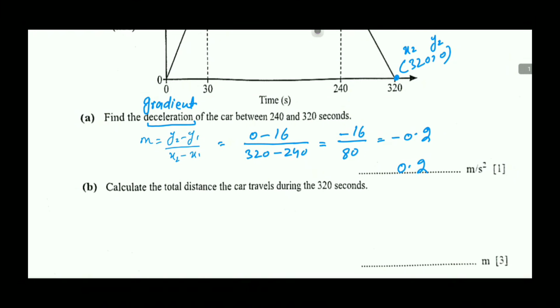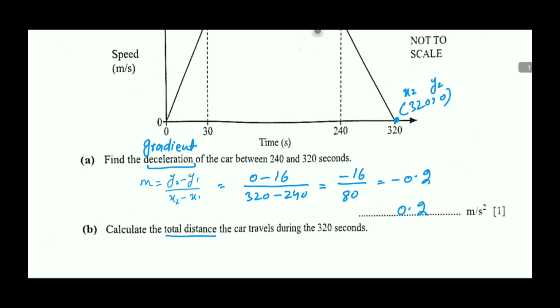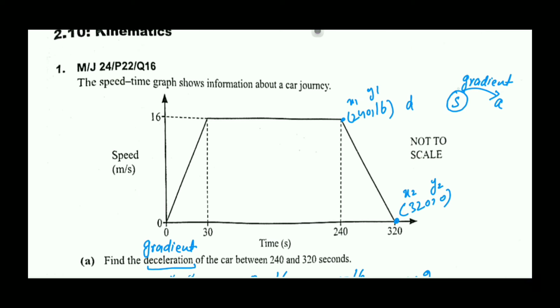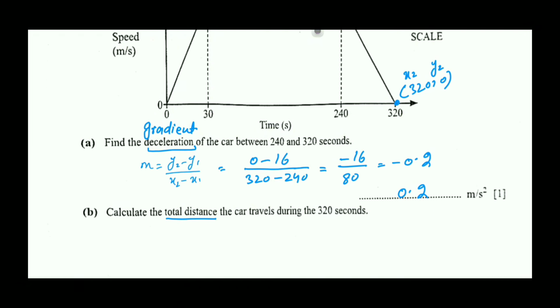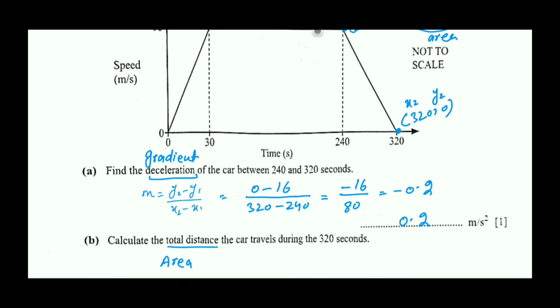Okay. So calculate the total distance the car travels during the 320 seconds. Total distance means from speed you have to find distance. You have to go backward. Backward means area. So from speed you are finding the distance, which means you have to find the area under the graph. They are asking to find the area of the total 320 seconds. This is 320. It means you have to find the area of the whole graph.